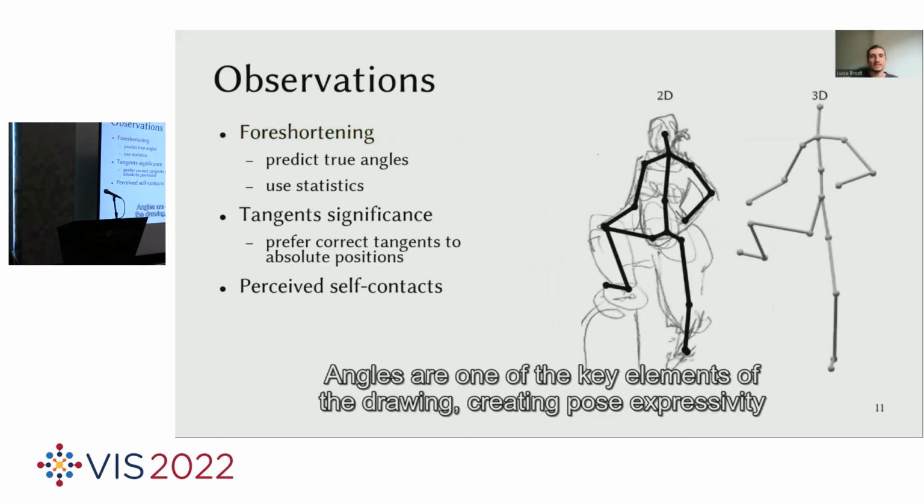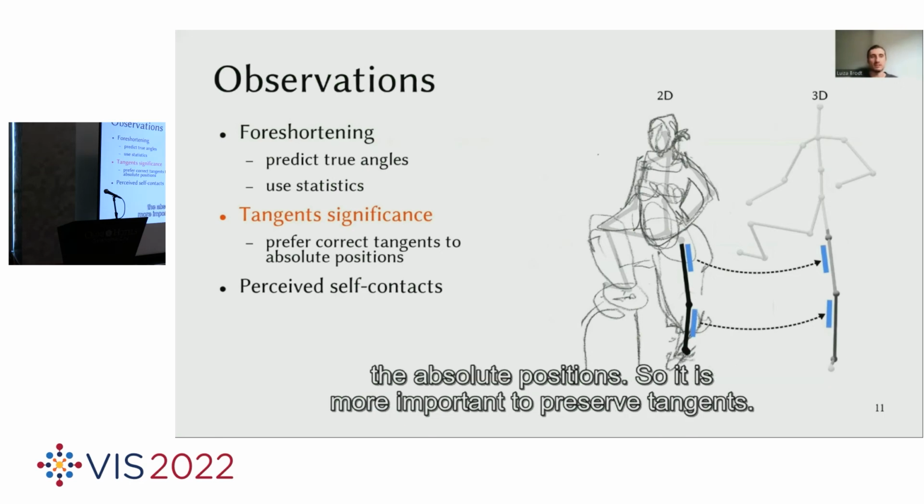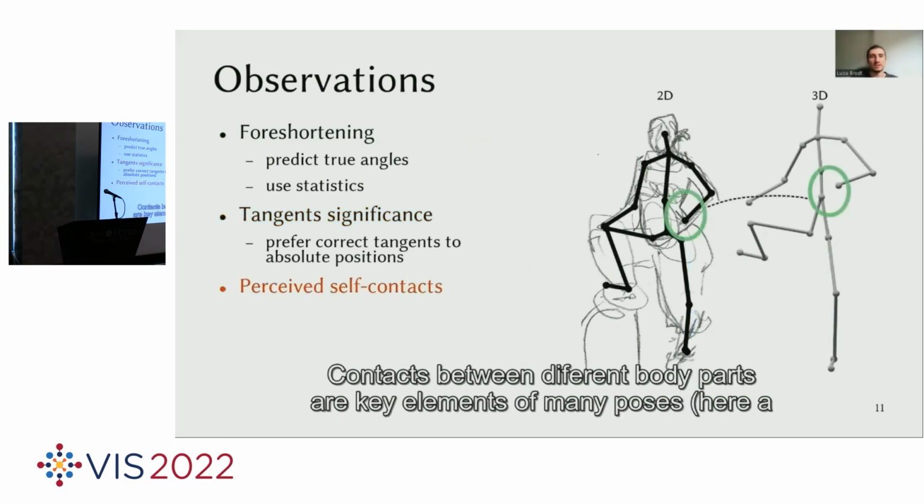Angles are one of the key elements of the drawing, creating pose expressivity and dynamism. Humans are more sensitive to changes in angles rather than in the absolute positions, so it's more important to preserve tangents. Contacts between different body parts are a key element of many poses.